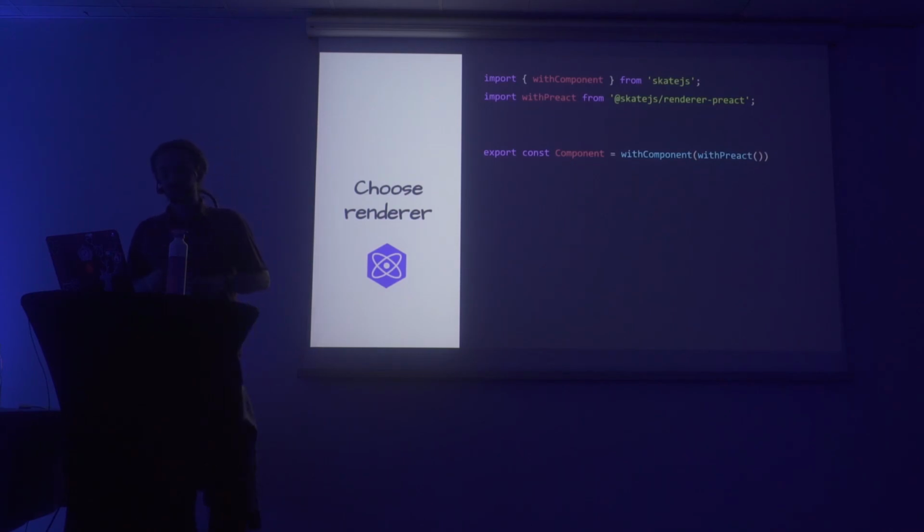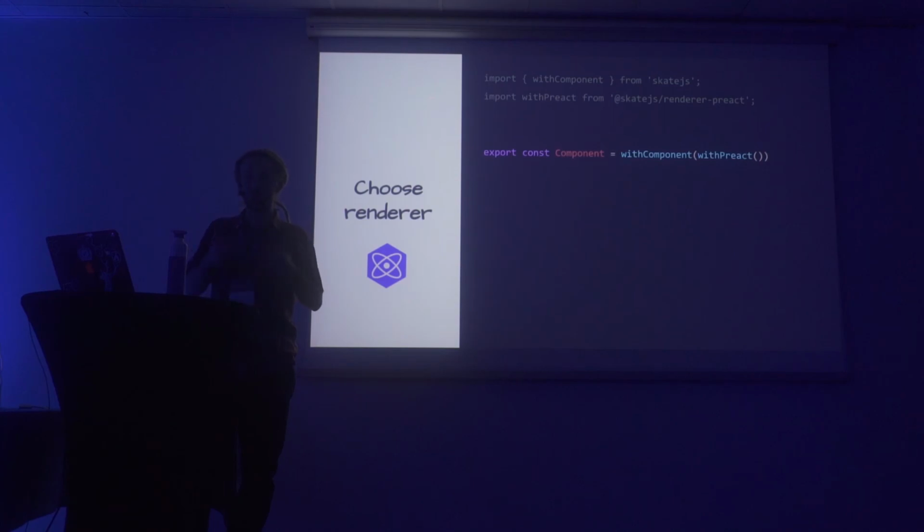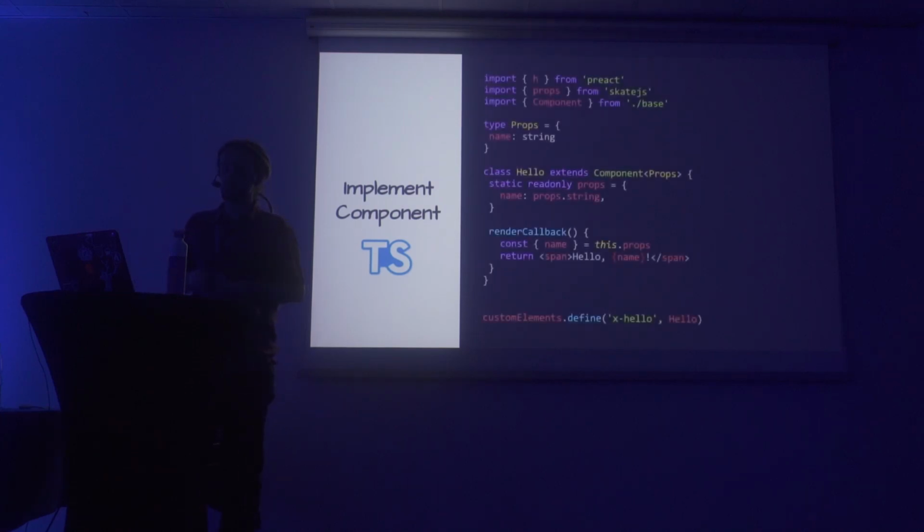All right, so first off, we need to import the withComponent mixin from Skate and the withPreact mixin from the Preact renderer. And then we just create some base component via composition. Functional, easy. And now let's implement the component. So this is how it looks. First off, we need to import some stuff, okay? Then we define props with TypeScript. This component will just include the name property. And then we create just a Hello class, which extends our base component. Because we are using TypeScript, we have generics for better type safety. And again, you register the element via the native API. Just like that.